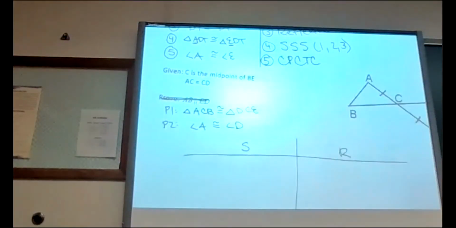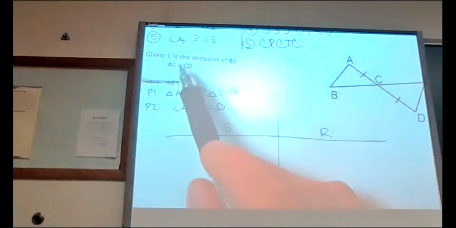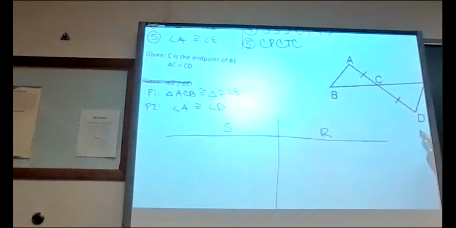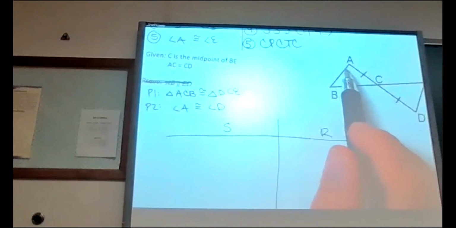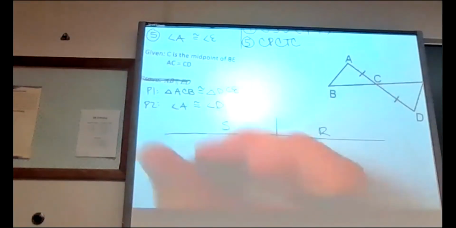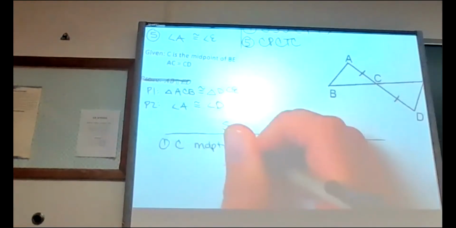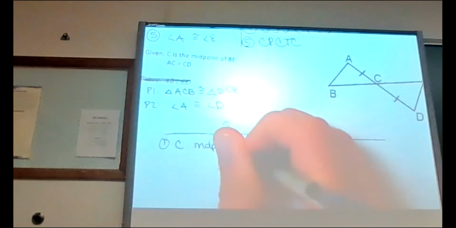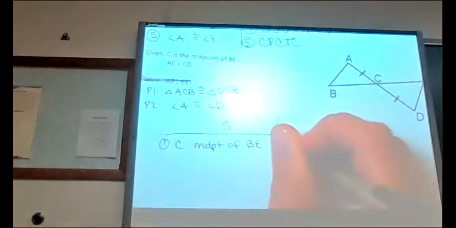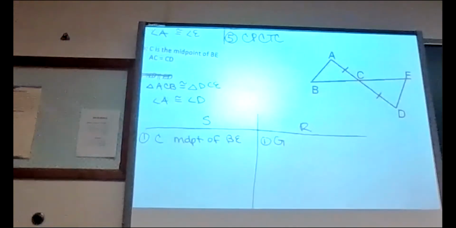Statements, reasons. So this one's funky because it kind of gives it here and then it also marks it here. So that's fine. We just know that this AC and CD is also told over here. Let's start with the first given, which is that C is the midpoint of BE, given. Midpoint bisect, we always follow it up.